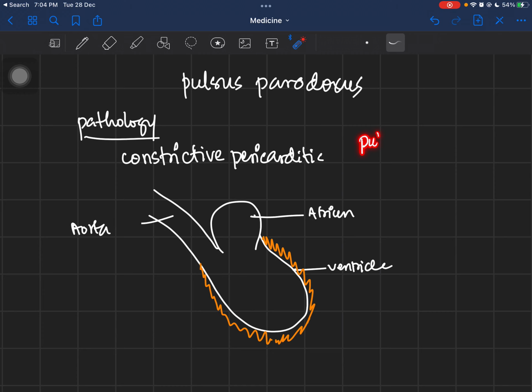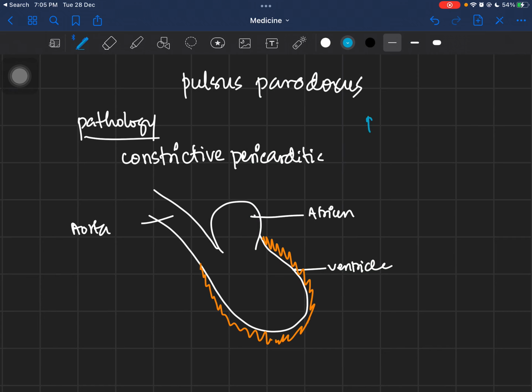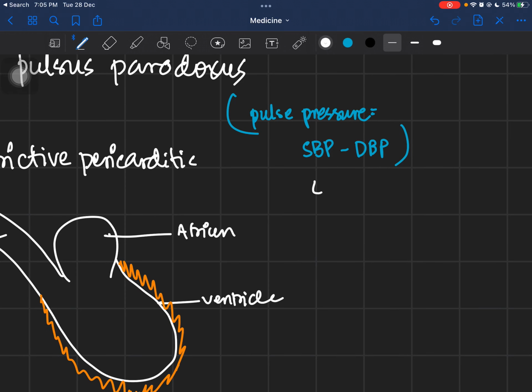Now see, what is happening here is a normal pulse pressure. I'll write it in a different color. A normal pulse pressure is calculated by this formula: systolic blood pressure minus diastolic blood pressure. Generally it is 40 mm of Hg. For example, a normal blood pressure would be 120 by 80. The difference between 120 and 80 is 40, right? So normal pulse pressure is 40 mm of Hg. When there is a normal pulse pressure, that means normal pressure inside the arterial system, you will feel a pulse.